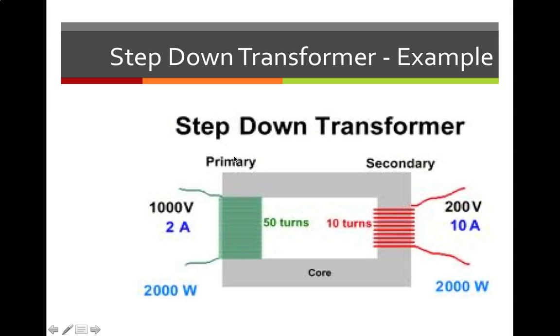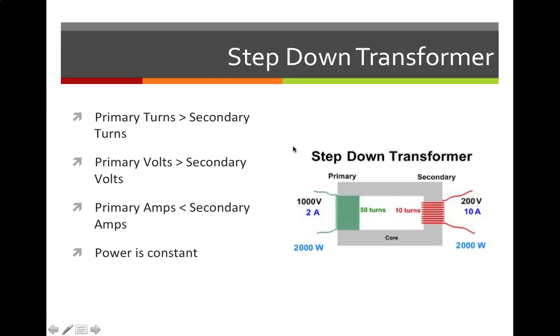There's more wraps on the input side than on the output side. The number of volts decreases and the amps increases. So what you see here is, see it's 5 to 1, right? The turns went down by a factor of 5, so did the volts, while the amps went up by a factor of 5. Where all this stayed the same, the power itself stayed the same. So in a step down transformer, the volts decrease and the amps increase and the power is constant.